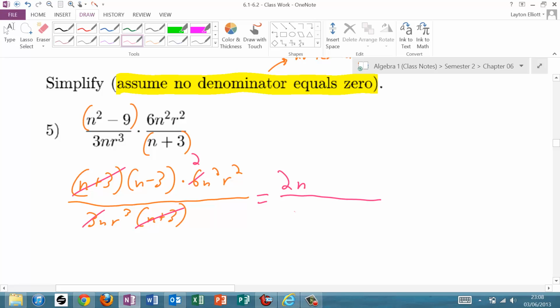I have an r squared and an r cubed, so it's an r in the denominator. And then I'm finally left with an n minus 3 in the numerator. So I'm going to draw a smaller fraction bar and circle that. That's my final.